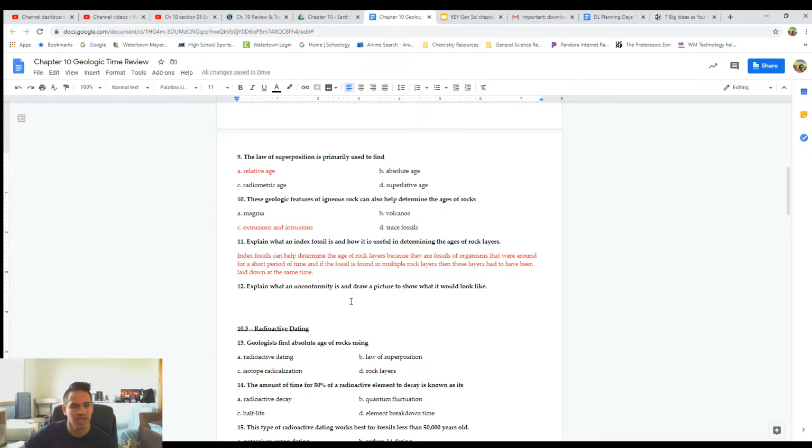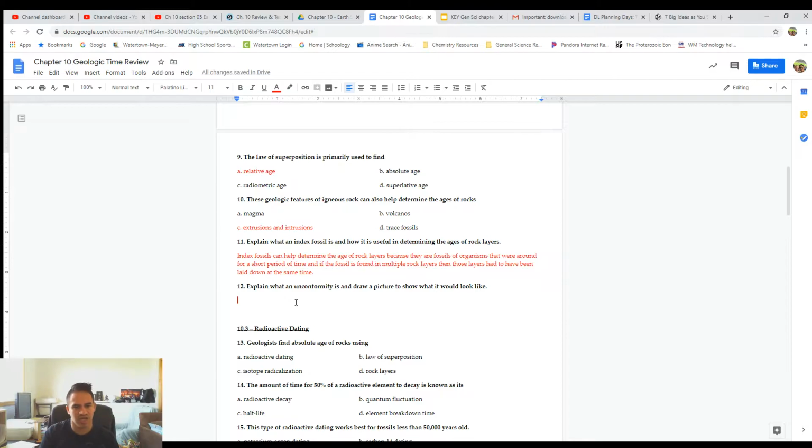All right, number 12. Explain what an unconformity is and draw a picture to show what it would look like. We're going to try to draw a picture here, but let's explain what it is first. An unconformity is where you have layers of rock, and some of them have been eroded, and then new layers have been laid on top. So maybe you have rock layers that kind of go like this, but then the top of them are gone, and there are new layers on top. It's like there are pieces that are missing.